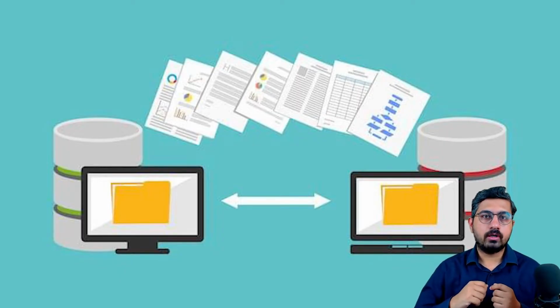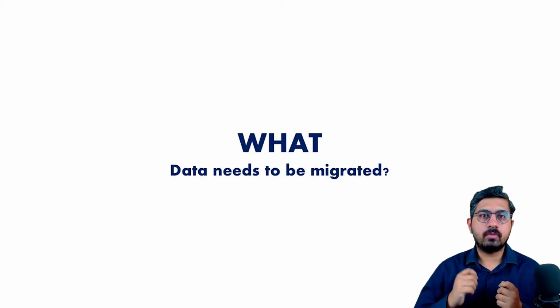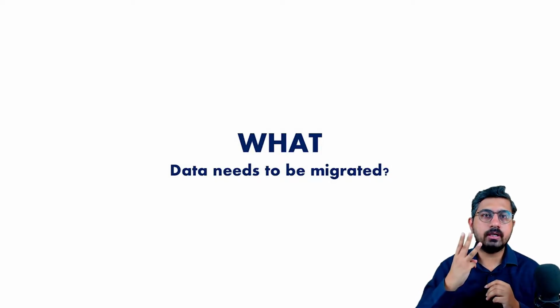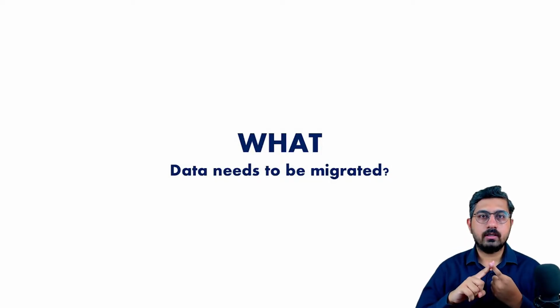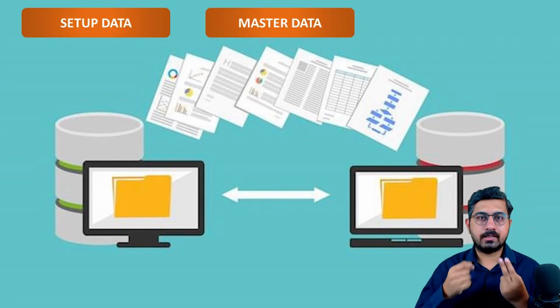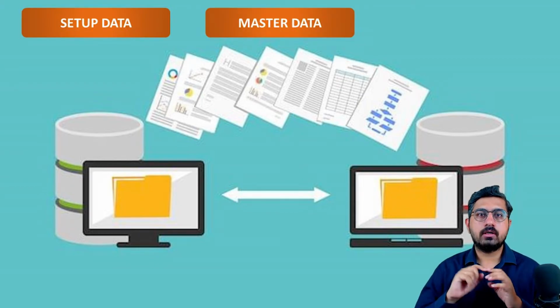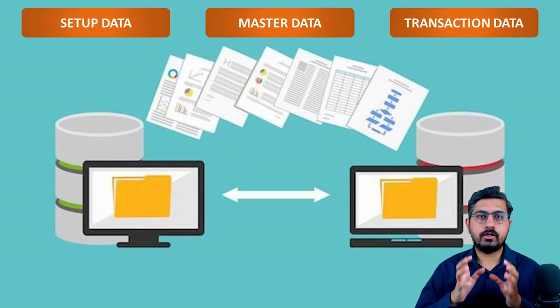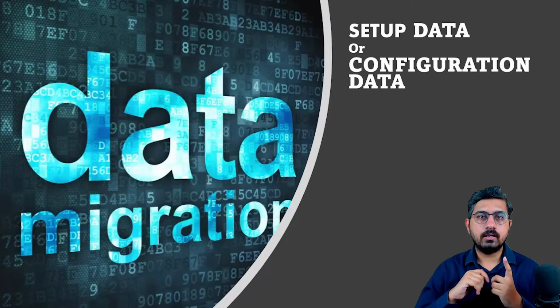Now, the next point, what kind of data needs to be migrated? Broadly, the data that needs to be migrated can be classified into three different types. One, you can call it setup data or configuration data. Second, you can call it master data. And the third one, you can call it transactional data. Now, what's the differentiation between all three? Firstly, the setup data or the configuration data.